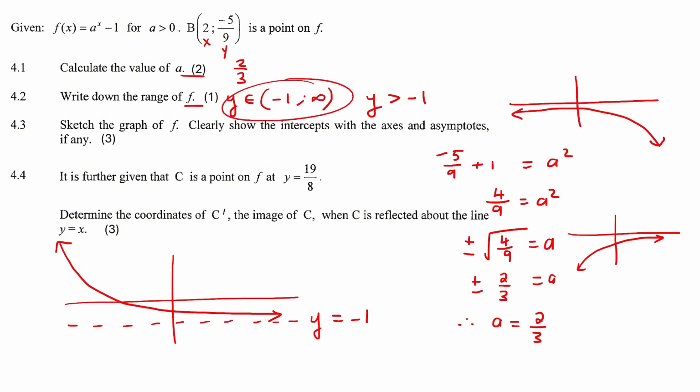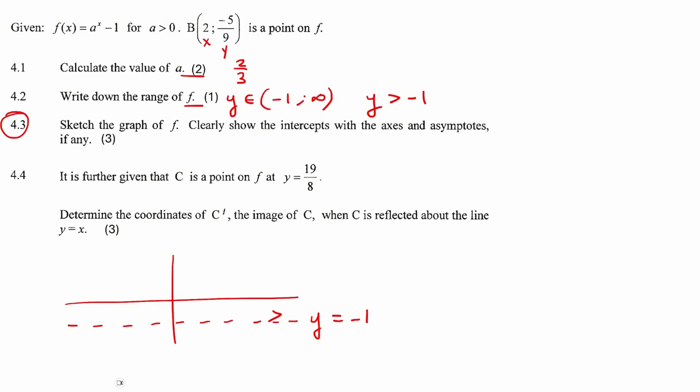Some learners prefer interval notation, some learners prefer set builder notation. It's your choice. And for this question, they want us to now sketch the graph. So we've already gone and put the asymptote in.